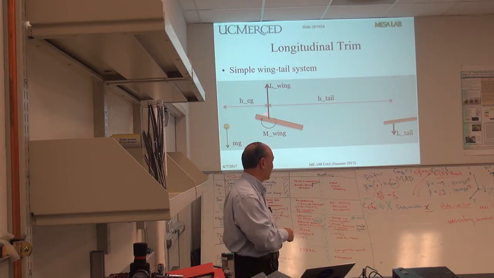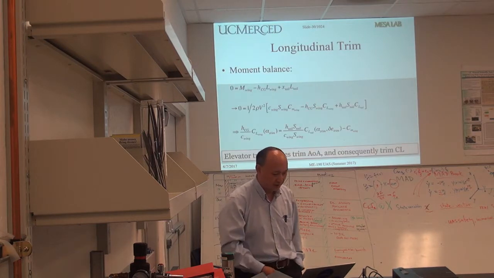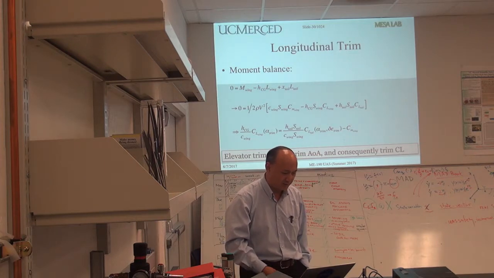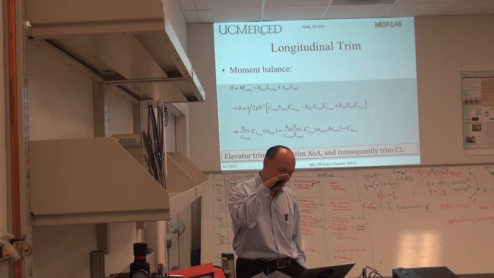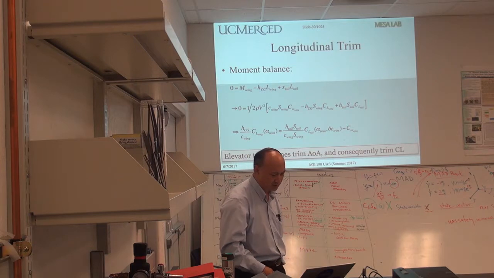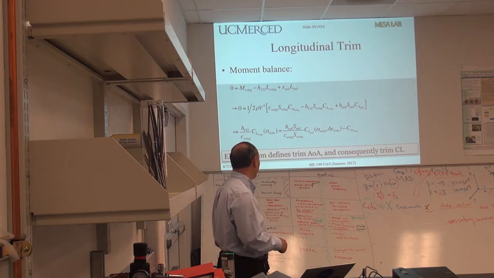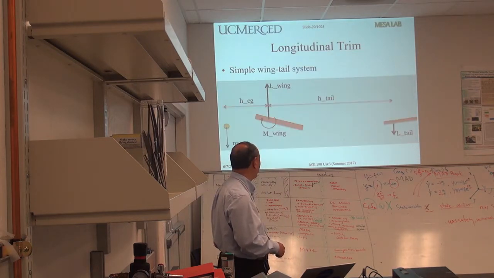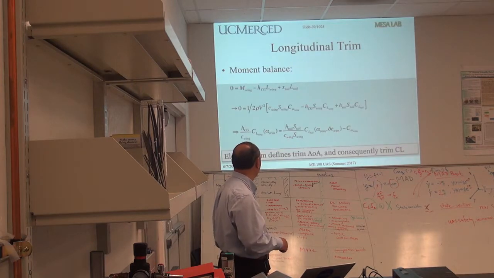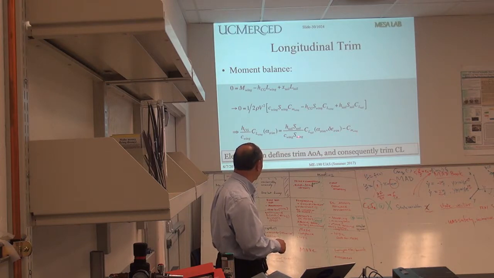these are the distances you can measure. So you can write down this balance of moment if you want to maintain the trim. Then you need to maintain a certain level of angle of attack like this one. But what is the right angle? You can solve this trim condition. Trim means trim condition.